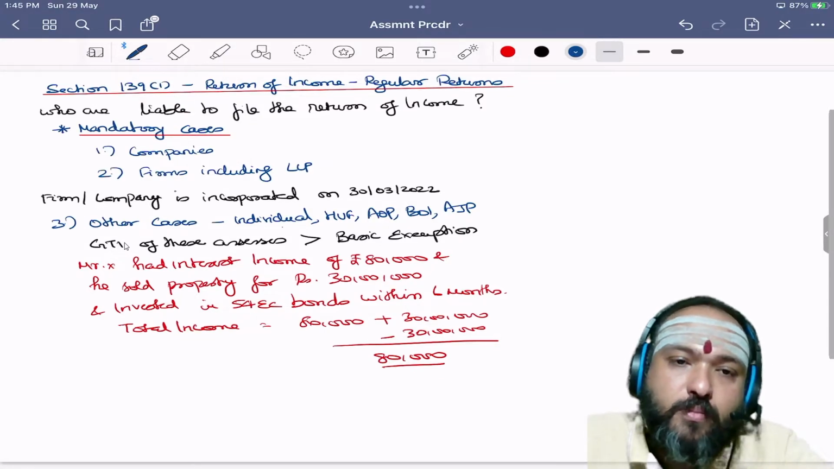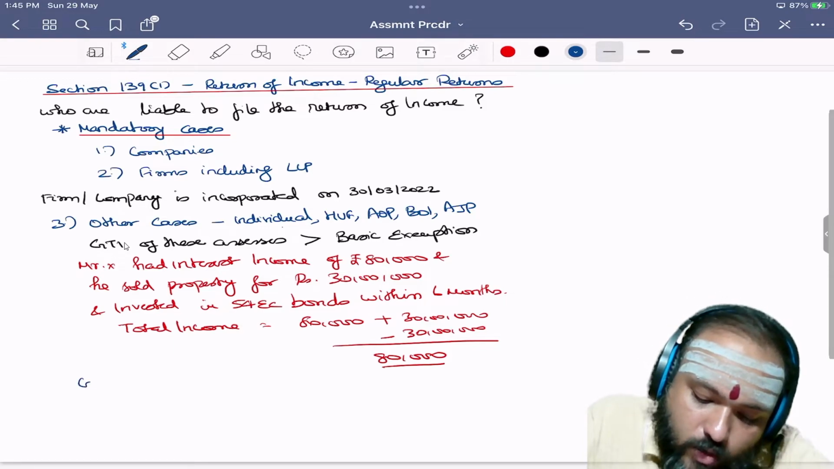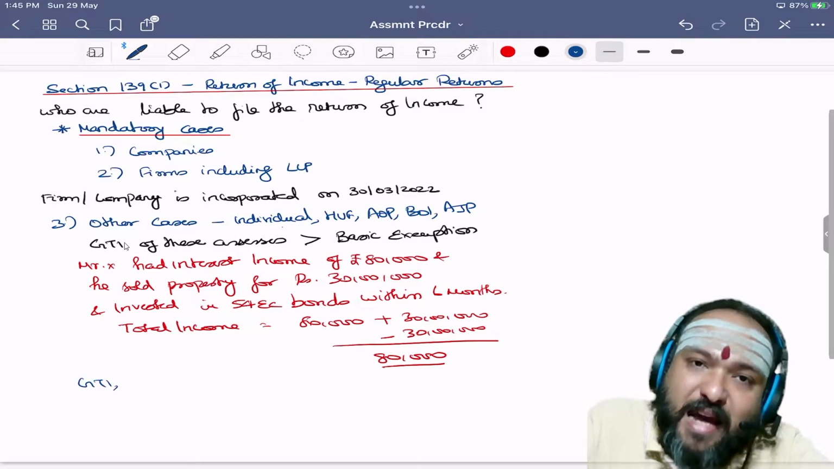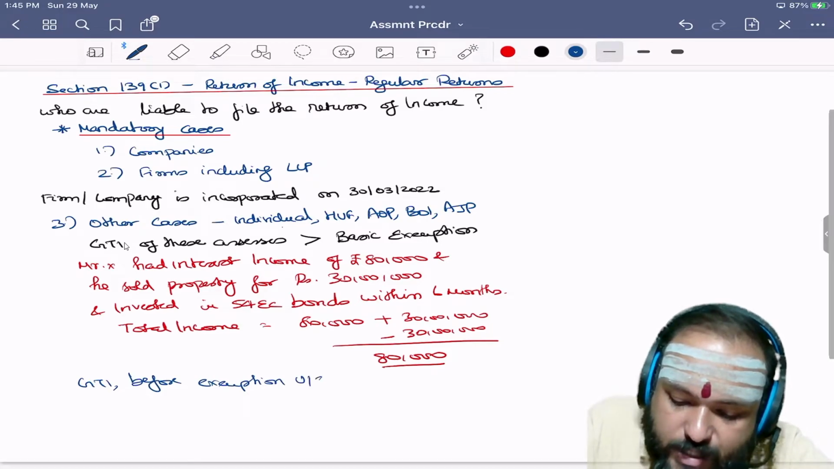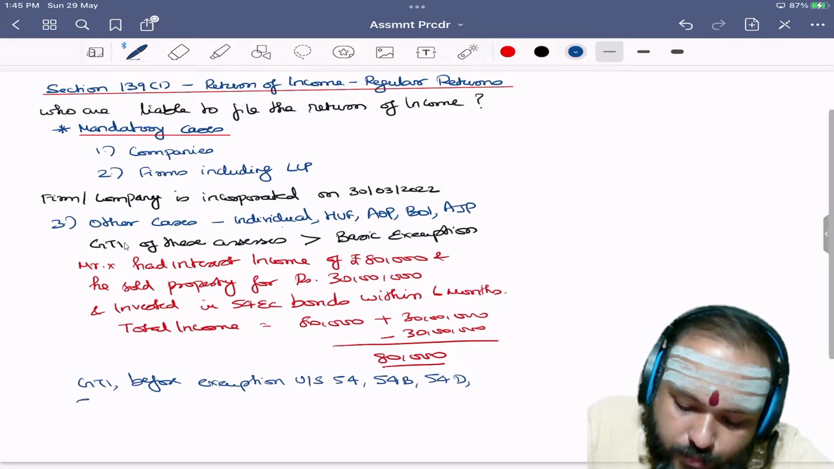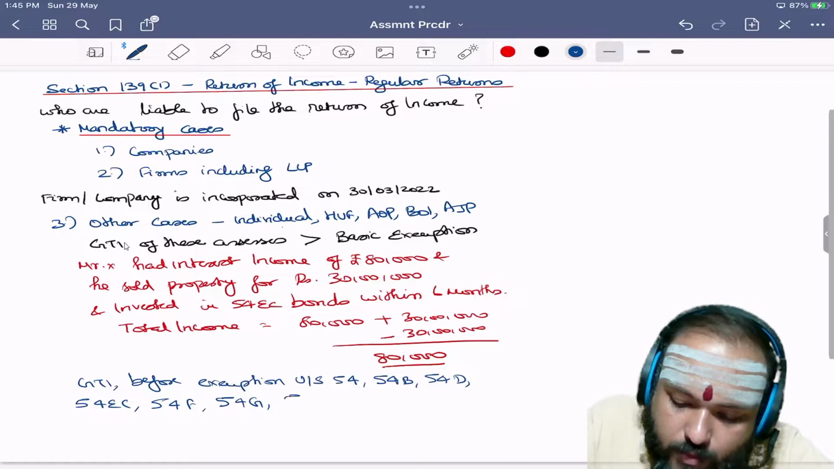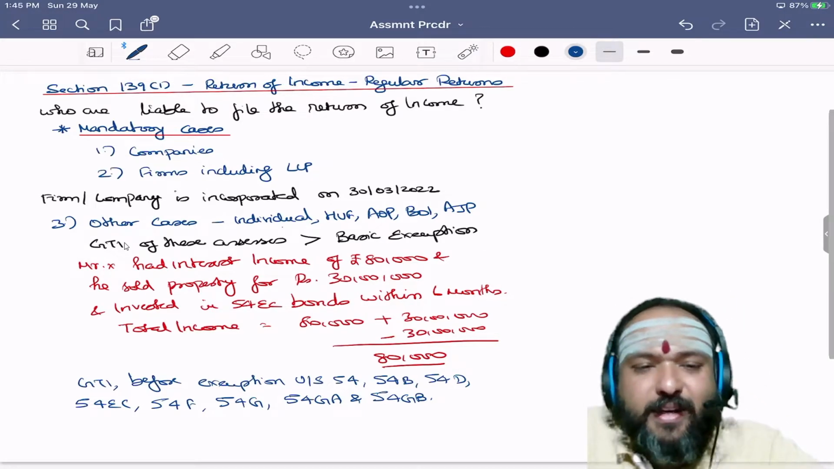He told, boss, wait, we will not only have gross total income, we will have gross total income before exemption under section 54, 54B, 54D, 54EC, 54F, 54G, 54GA and 54GB. So what did he tell?